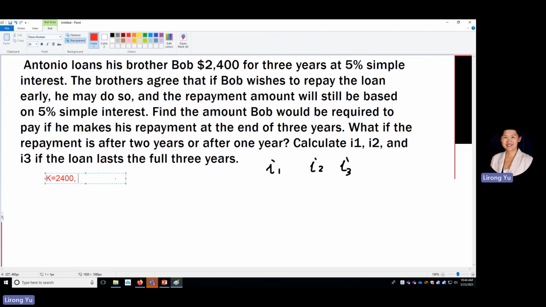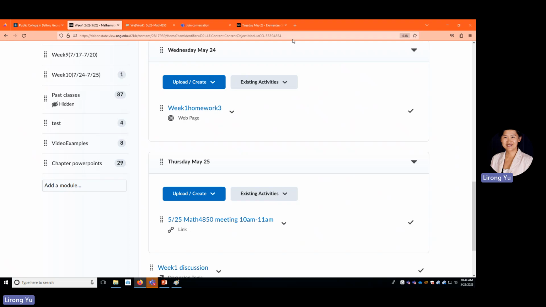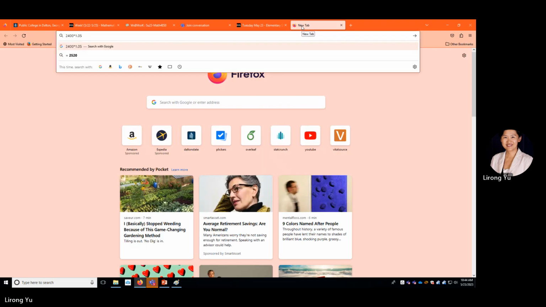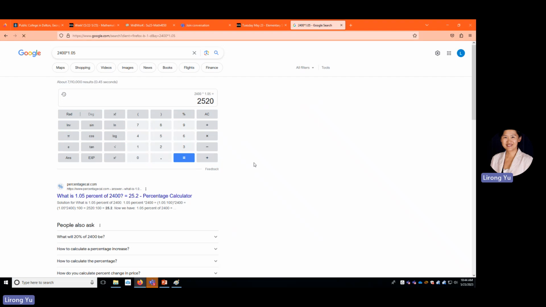Loans for 3 years, so S equals 0.05. We're talking about simple interest. With this, we are able to calculate the amount. After 1 year, we'll get 2400 multiplied by 1.05. In order to calculate the interest per period, we have to calculate the amount. So that is 2520.